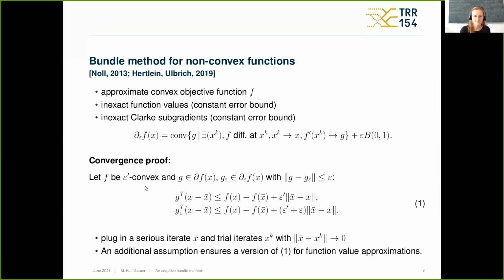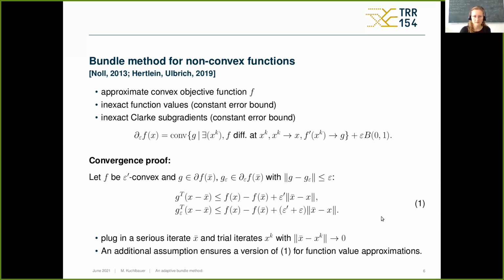As under the assumption of epsilon convexity, one has this subgradient inequality with a distance-dependent error here, and having the bounded distance of inexact and exact subgradients, we have another distance-dependent error, so that in total one derives a distance-dependent error in the subgradient inequality. And this is then one key inequality that is used by Null in order to prove convergence of his bundle method.